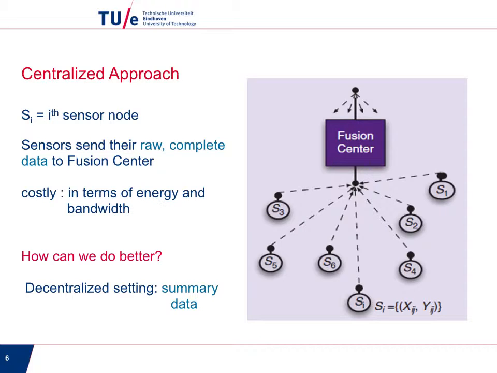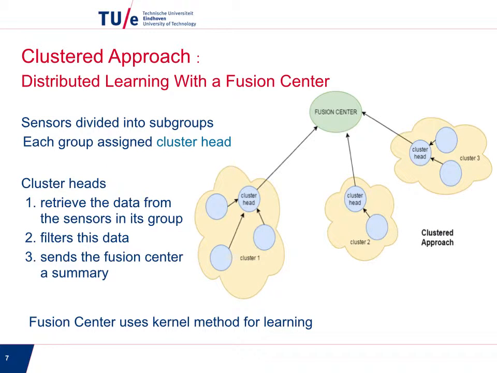We can move towards a more decentralized setting where instead of sending its entire data, each node just sends a summary of the data. And also by just making a simple improvement over the centralized setting, we can achieve much better results. This improvement we will look at in the clustered approach. Now with this approach, we are moving towards a more distributed technique for learning in wireless sensor networks. The improvement we were talking about in the previous slide is that instead of all sensors communicating with the fusion center, only a subset will communicate with the fusion center.